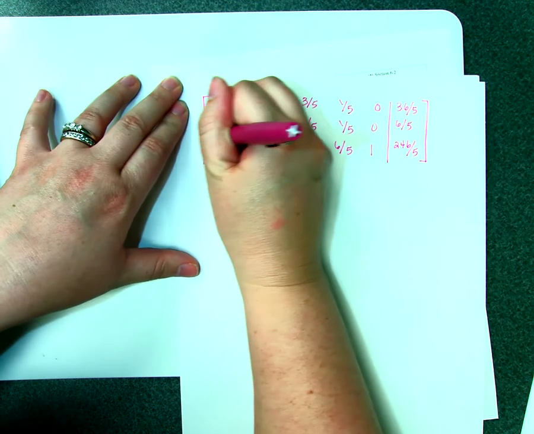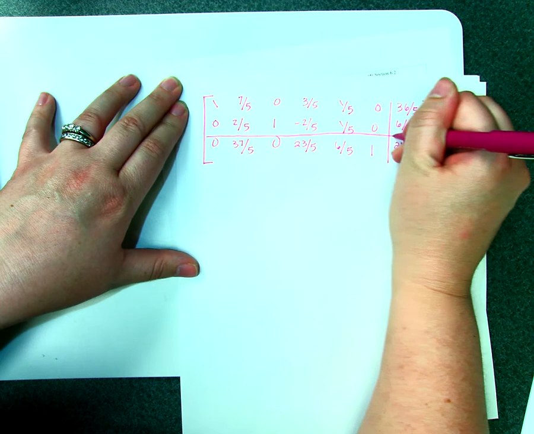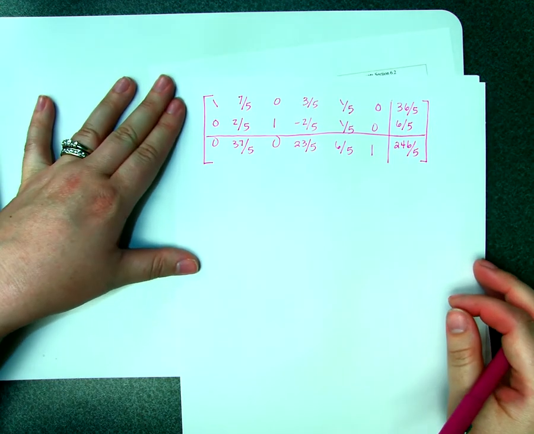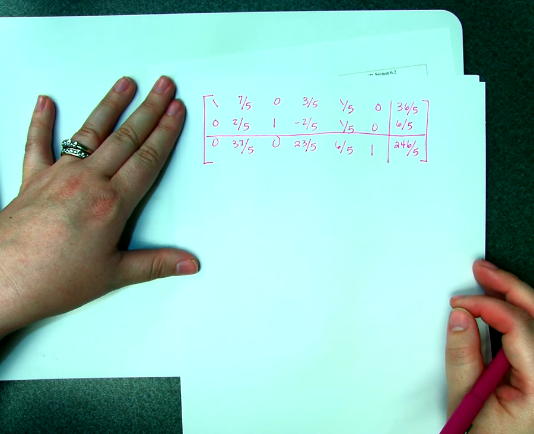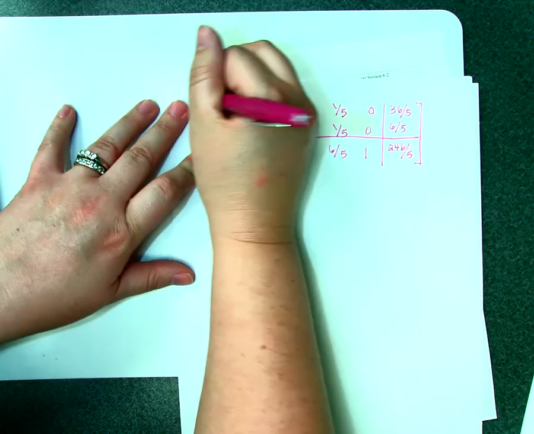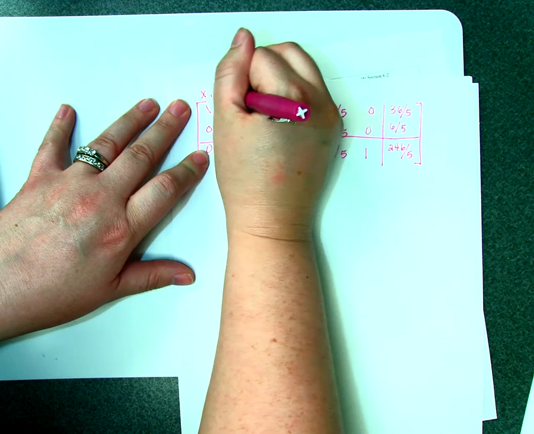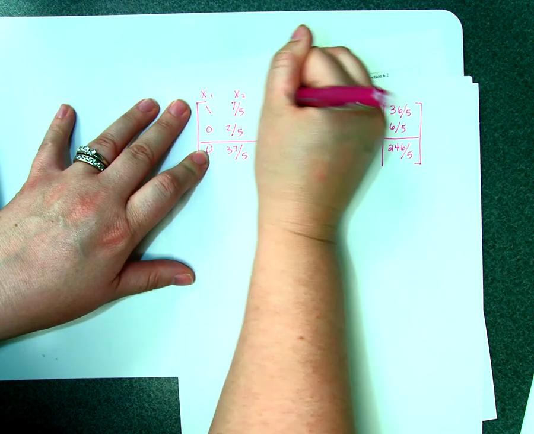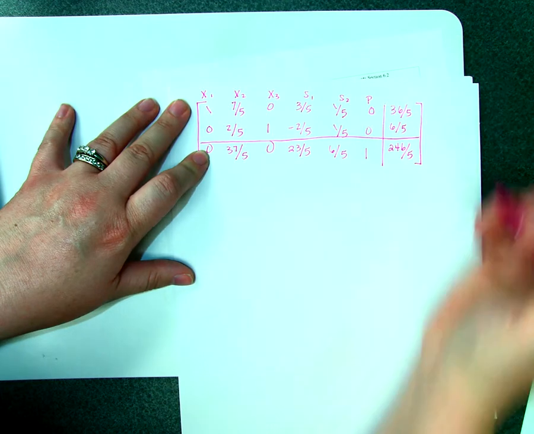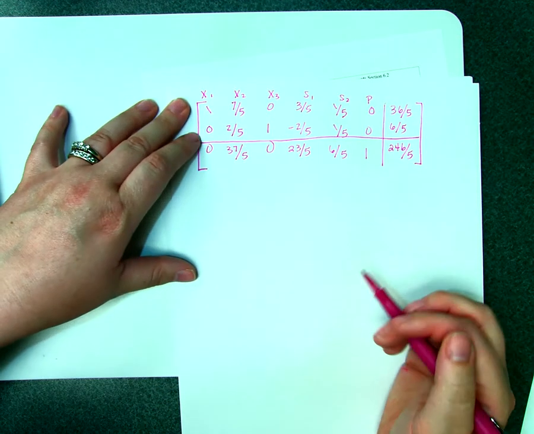Alright, now let me cut off my bottom row here. Now, if we've obtained the maximum solution, there would no longer be negative indicators in our indicator row. So notice down here at the bottom, there are no longer any negative numbers. That means that we have reached the maximum solution. I'm going to go ahead and label my columns x1, x2, x3, s1, s2, and p. And I'm going to write down the solution to my problem.